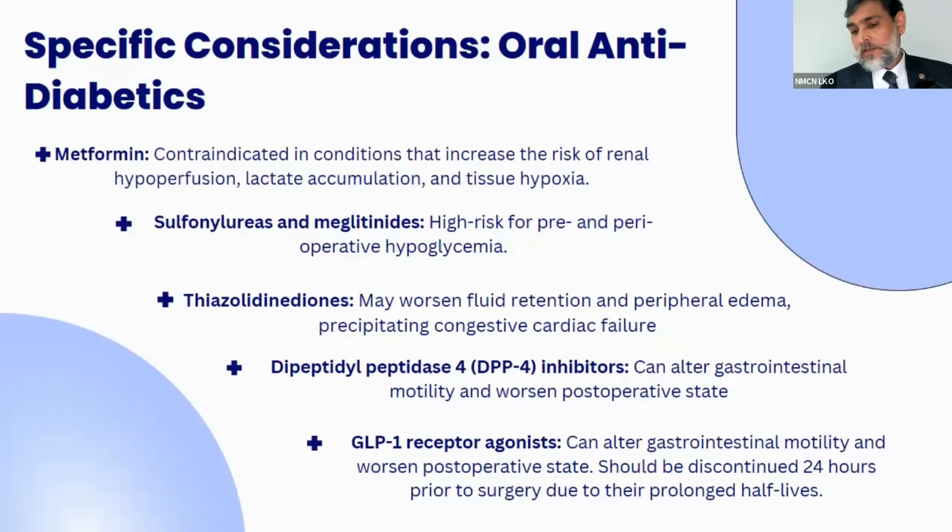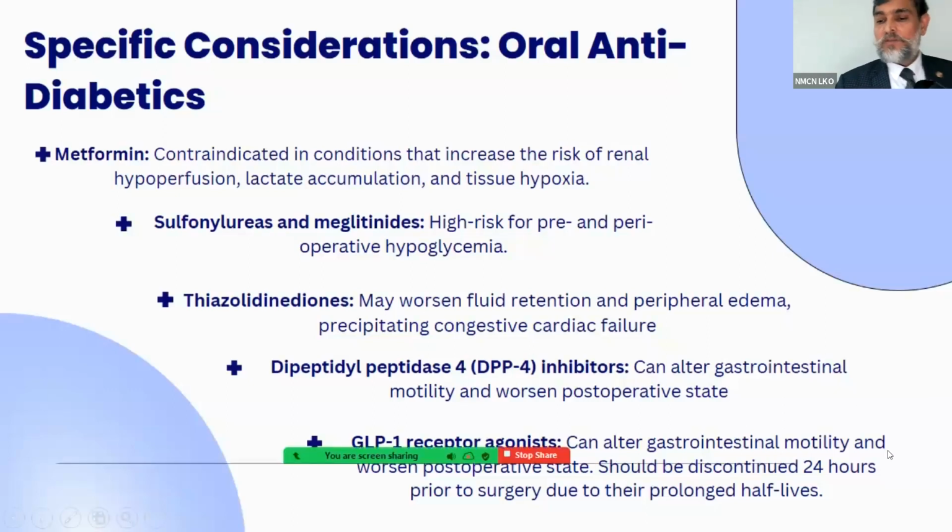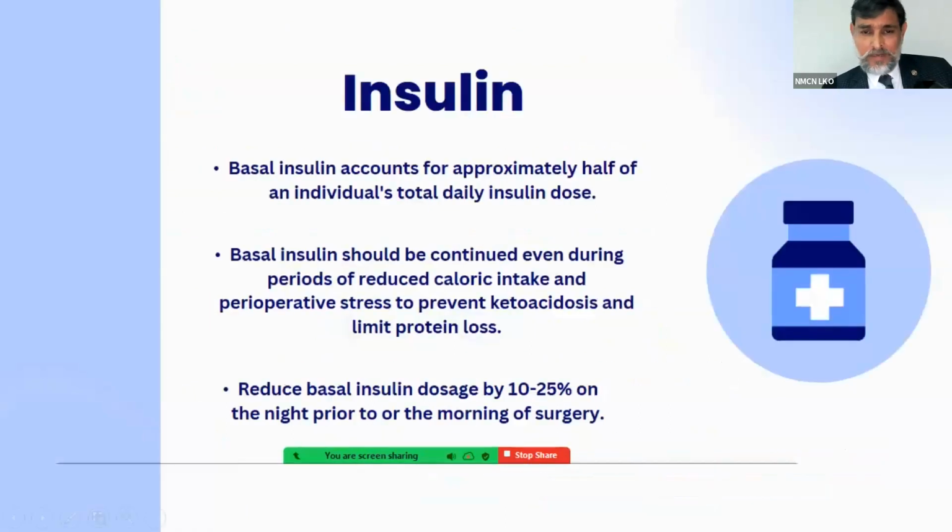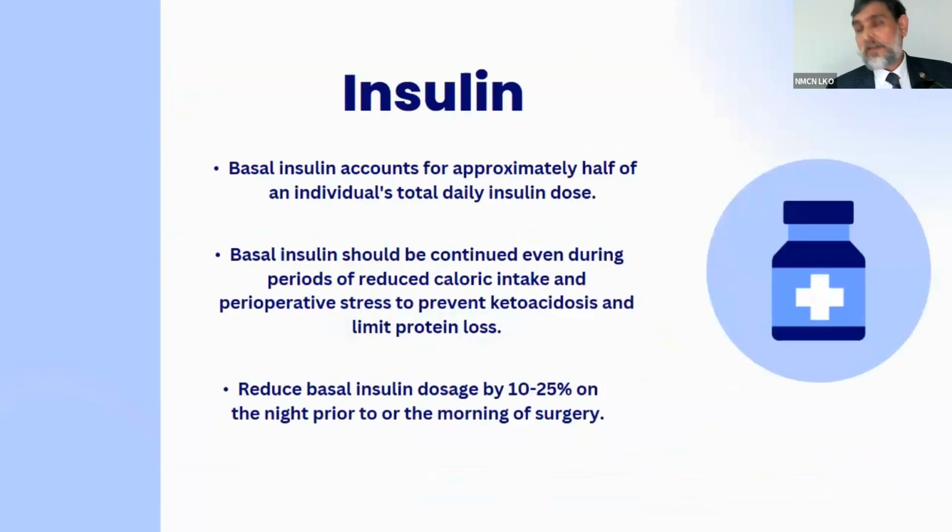GLP-1 receptor agonists can also affect gastrointestinal motility and worsen the post-operative state, and should be discontinued 24 hours prior to surgery due to their prolonged half-lives. Then comes the insulin. Insulin management is very important for all surgical patients, those who are going under surgery. Basal insulin accounts for approximately half of the individual's total daily insulin dose. Basal insulin should be continued even during periods of reduced caloric intake and perioperative stress to prevent ketoacidosis and limit protein loss. Reduce basal insulin doses by 10 to 25% the night prior to the surgery or the morning of the surgery.